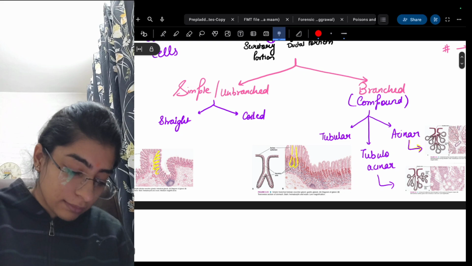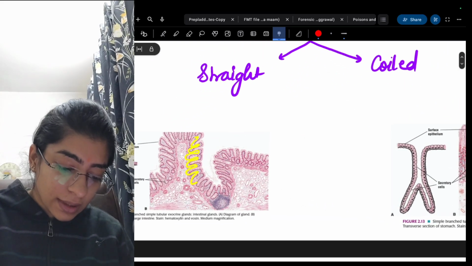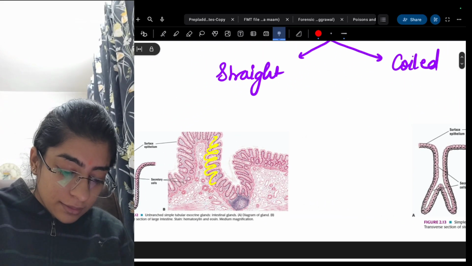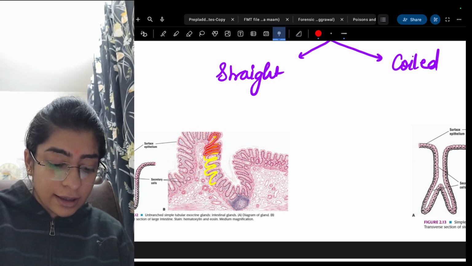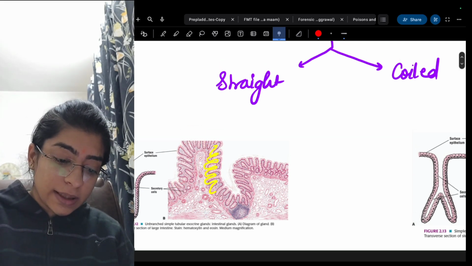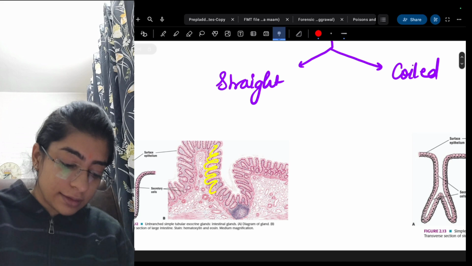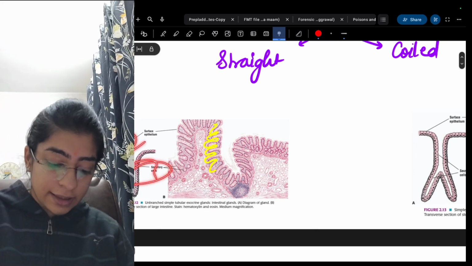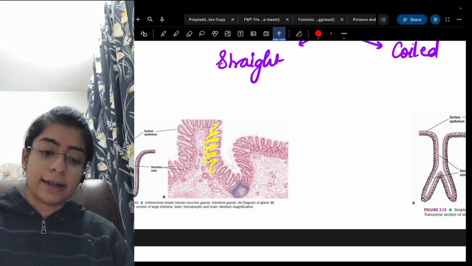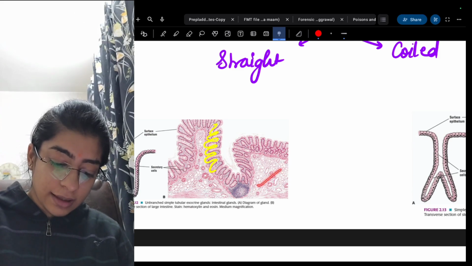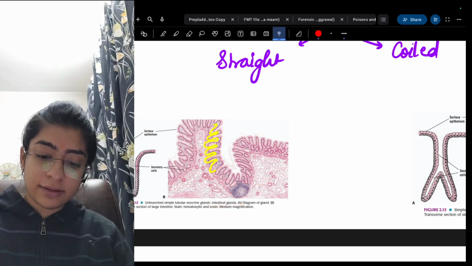So I can show you something like here. Here you can see, first of all see this, and now you can appreciate there are curvings here. So it is basically straight. This is the surface epithelium and these are the secretory cells. So unbranched simple tubular exocrine glands. Example is this. These are intestinal glands, right?